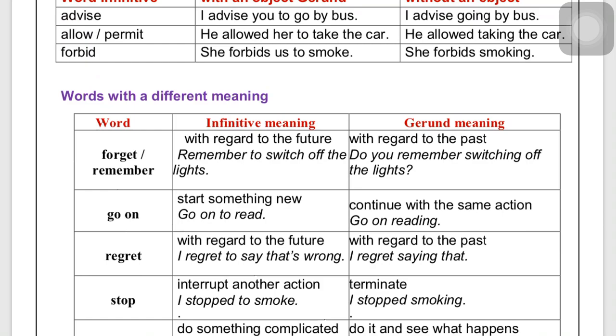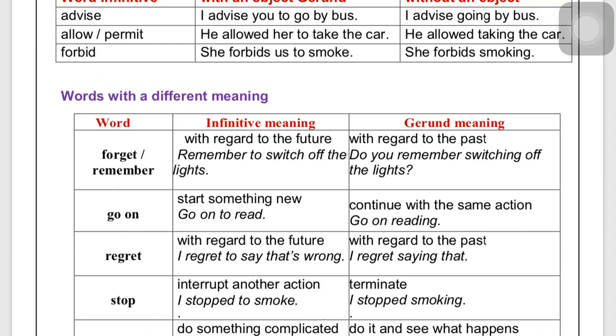If I use forget followed by to plus infinitive, I refer to the present or to the future. For example, when I say remember to switch off the lights, this is something that will happen in the future. But when I say, do you remember switching off the lights? I'm talking about the past, or this question refers to the past.